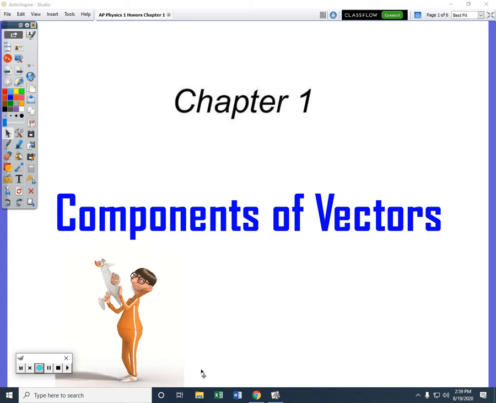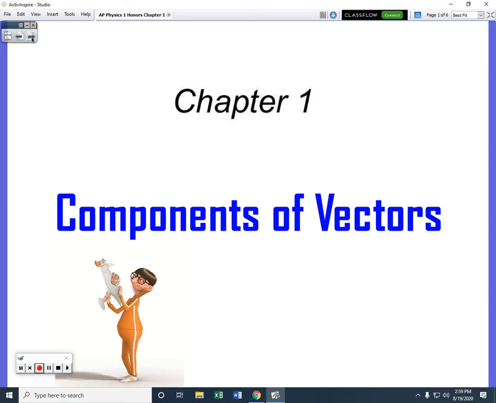We're going to continue with Chapter 1. This would be the last little section of it. We're going to talk about components of vectors. And what I mean by that is we're going to be taking a vector and trying to break it apart into its pieces. So we're not going to actually treat it all as one complete vector.